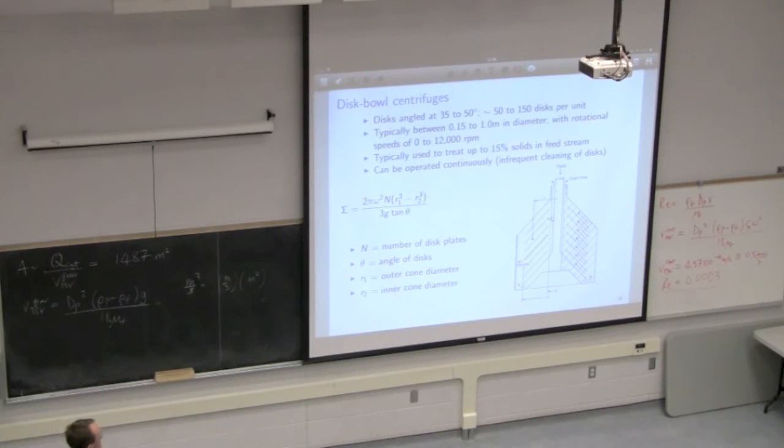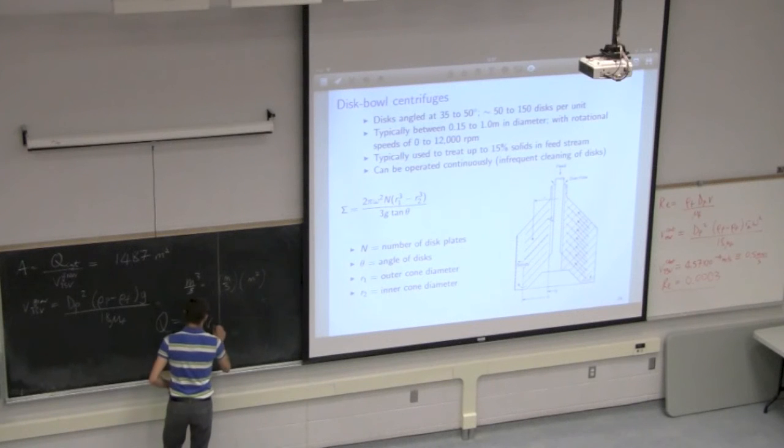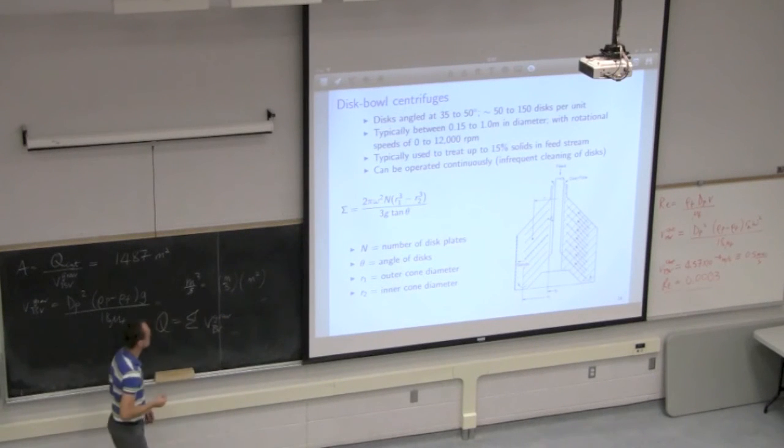So here are the equations for it. We don't try to derive the terminal settling velocity in this class. It's a messy formula. Someone's done all the work and it's summed up for us in the sigma value. So we use that sigma for this centrifuge in exactly the same way as for the prior one. Q is equal to sigma times V, the settling velocity under gravity. All we do is calculate our gravitational settling velocity, calculate sigma, and then we can calculate Q.